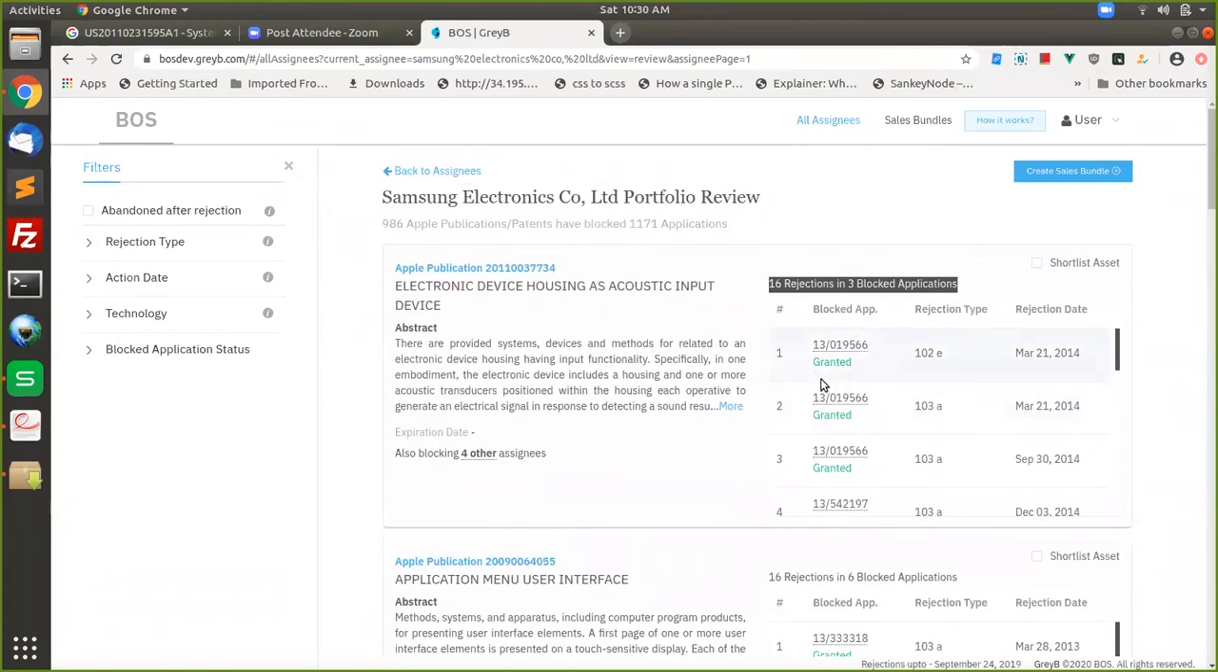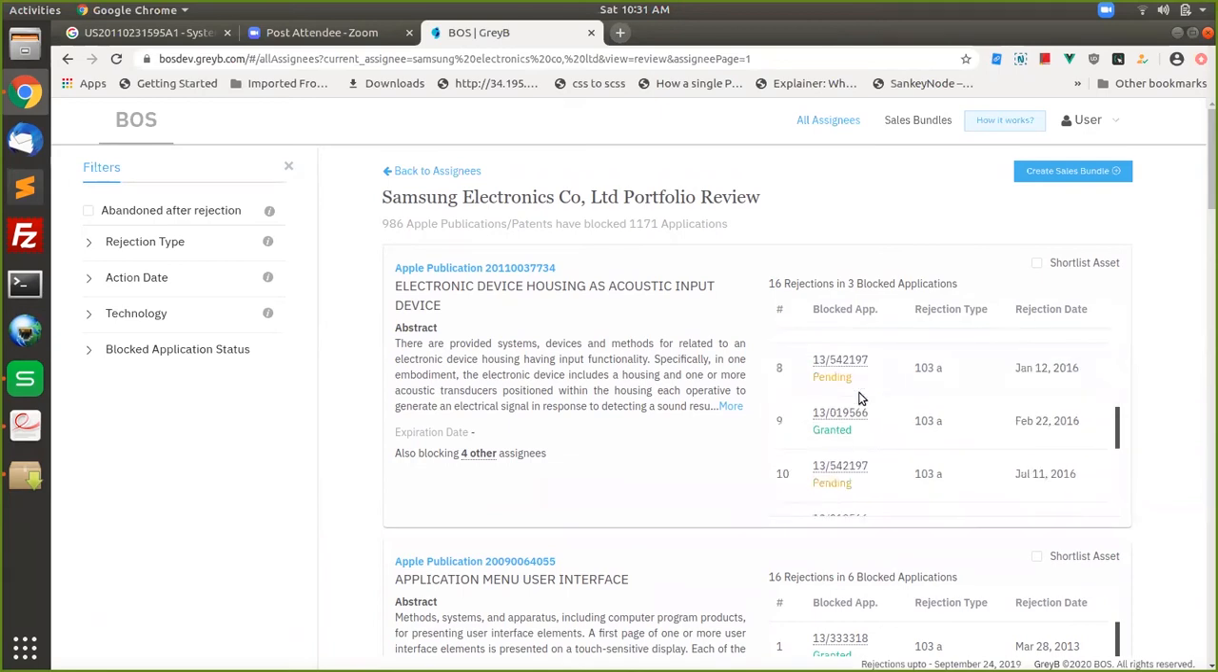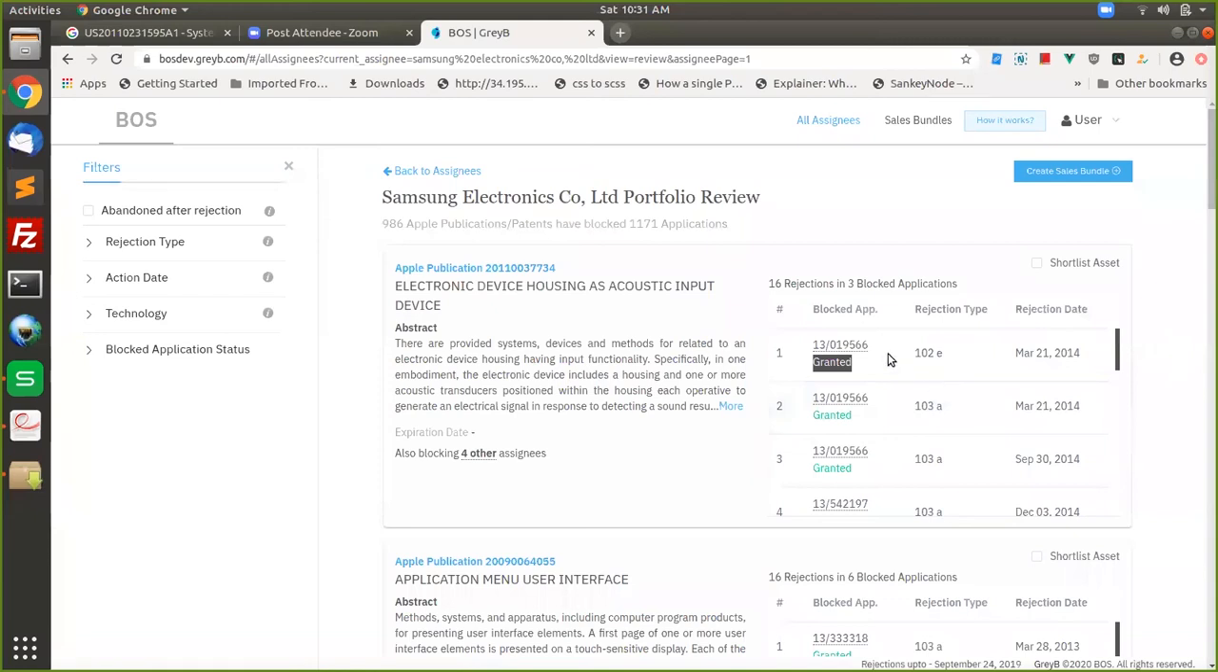Now, what question can come to mind? This is a Samsung application and it's already granted, so why go to the trouble of doing all this analysis? What can happen here is that although this Samsung application is granted, you can see that it faced 3 rejections: 21 March, 21 March, and 30 September. After all 3 rejections, Samsung had to amend its claims to overcome the rejection. So eventually, the technology that Samsung intended to get, it was not able to get.